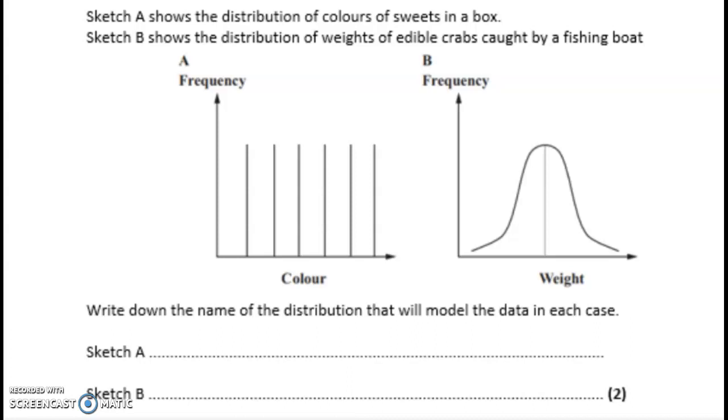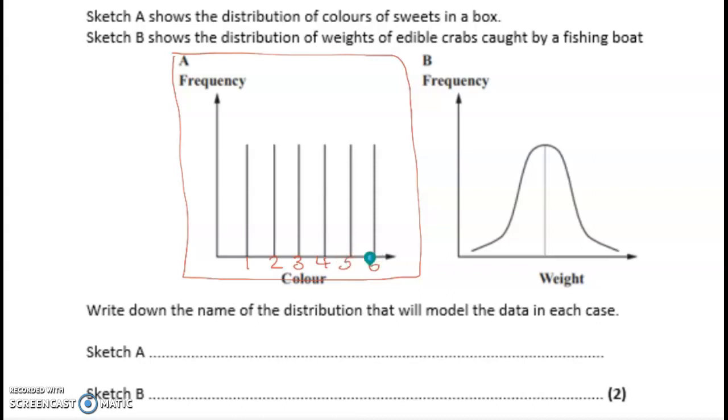Sketch A, as highlighted in the red box, shows 6 colours. I'm going to number them 1 to 6, with a frequency that is all equal. If I were to join up the tops of those frequencies, I end up with an almost rectangular shape on my distribution.